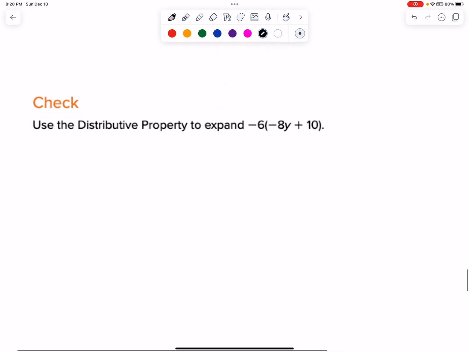All right, go ahead and pause and try this one out, or you can continue to follow along. Okay, there's no negative they have to worry about in between the quantity, so we're just multiplying.